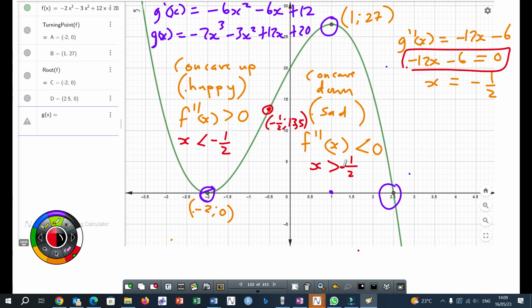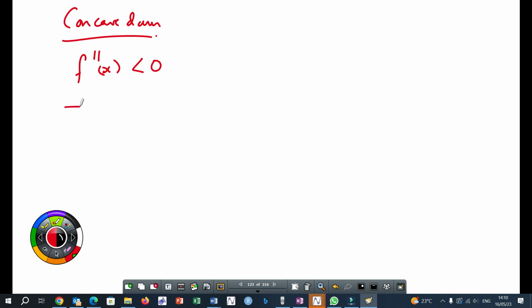If you don't want to do it that way, let me show you another way. So what you do, if it's concave down, remember, down means the graph is sad. So your second derivative must be negative. We got this second derivative as -12x minus 6. So you just replace f double prime of x by the linear function. The linear function is the second derivative. Then you get -12x is less than 6.